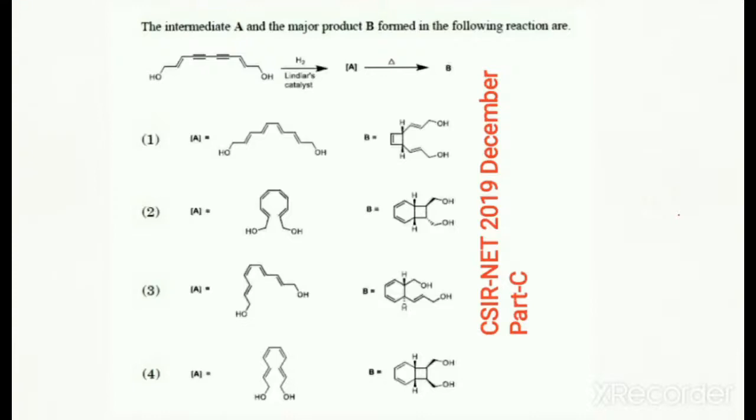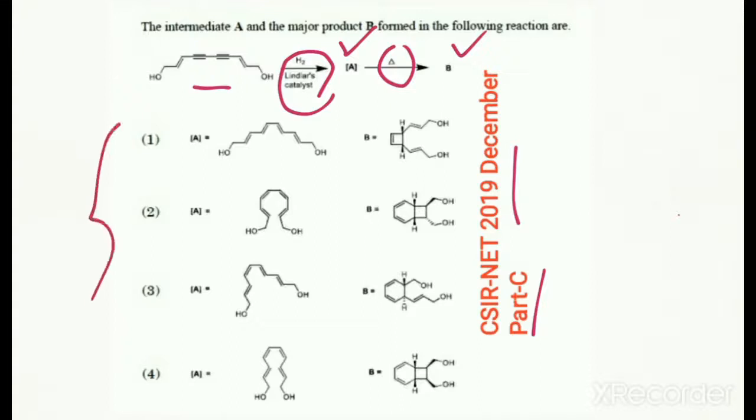Today we will discuss the CSIR NET 2019 December Part C question. This is the question on your screen. You can see this is the starting material and it is treated with Lindlar catalyst and hydrogen. So the hydrogenation will happen and an intermediate A will form, which will be treated with heating conditions and give a product B. What will be the structure of A and B? There are 4 options. So guys, let us see which one will be the correct answer.